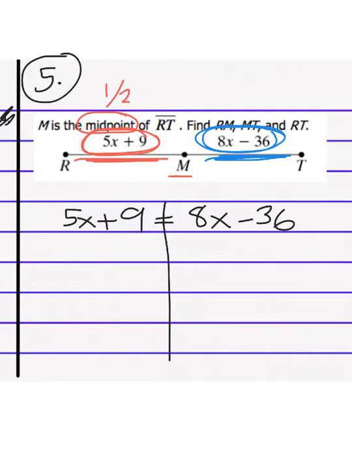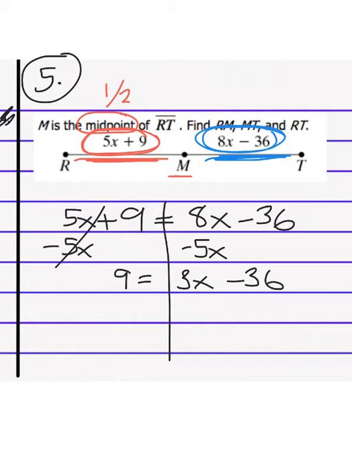There's really 4 ways you could solve this, so if you do it different than me, that doesn't mean it's wrong. You want to get your x's together. I personally always move my smaller x just so I don't have to deal with negative x's. So I'm going to minus 5x, minus 5x. If you subtracted 9 first, that would be fine. If you subtracted 8x first, that'd be fine. If you added 36, that would be fine.